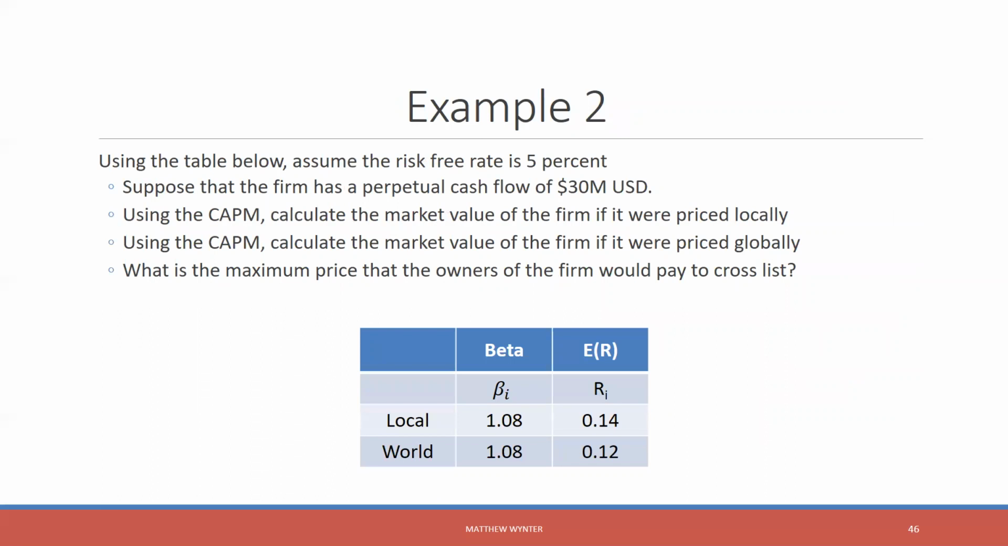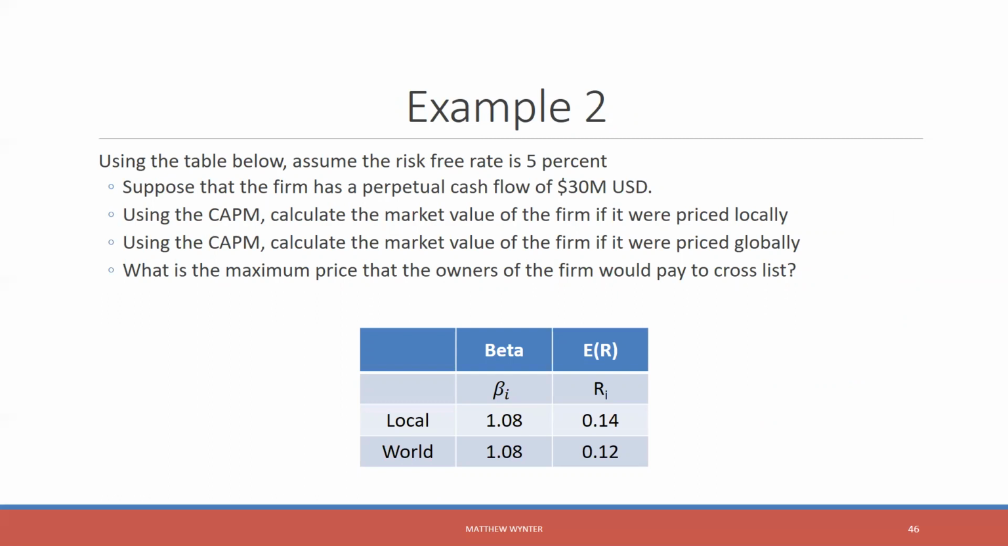So let's do an example. Using the table below, assume the risk-free rate is 5%. Suppose that the firm has a perpetual cash flow of 30 million USD. Using the CAPM, calculate the market value of the firm if it were priced globally.